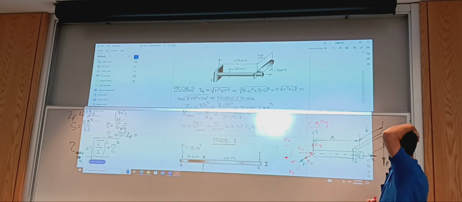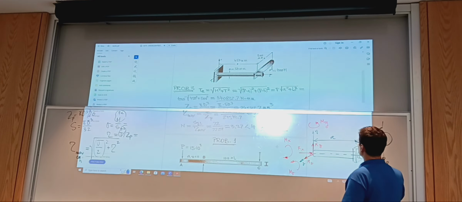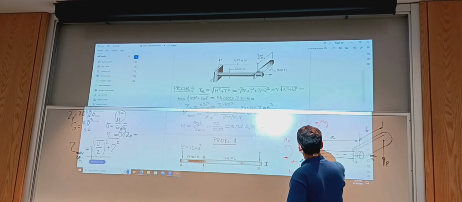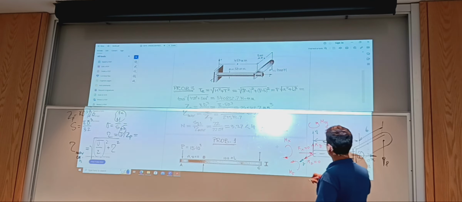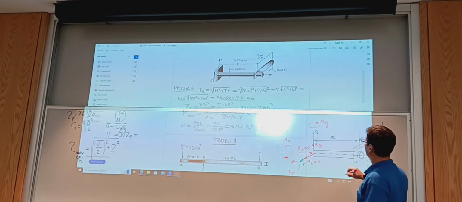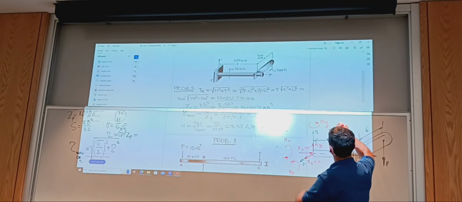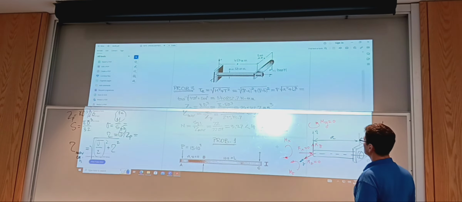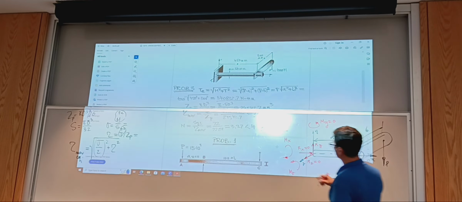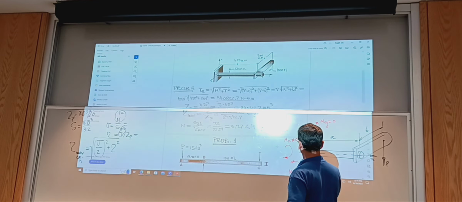And you dismiss some of them right away as being 0. We recognize this reaction and this reaction as being 0. And for moments, there's clearly no tendency for the assembly to rotate about the y-axis. These two, however, are non-zero.